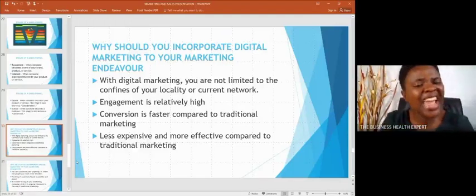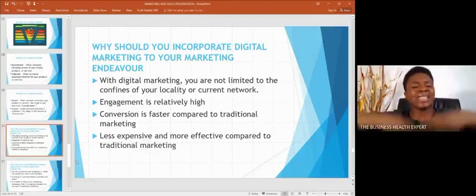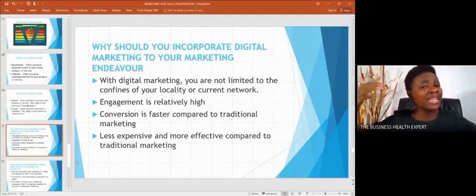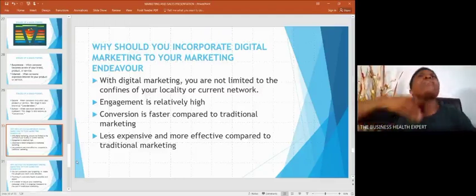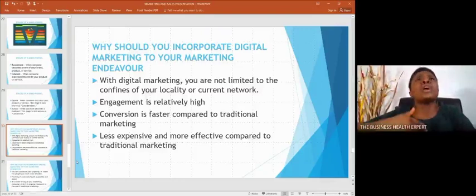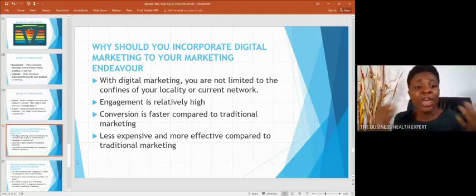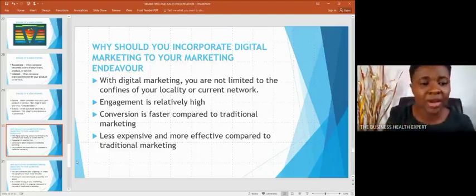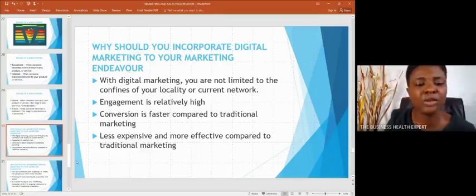With digital marketing, engagement is relatively high. Of course, marketing is a game of numbers. The more the merrier. The more persons you reach, the better the engagement. And when people keep engaging with you, you keep staying on top of their mind. When they need your products, or when they need something to solve their problem, and your product is a perfect thing to solve it, it is you they will think of, because you keep staying on their mind. You keep engaging them using the digital space. And conversion is faster compared to traditional marketing.